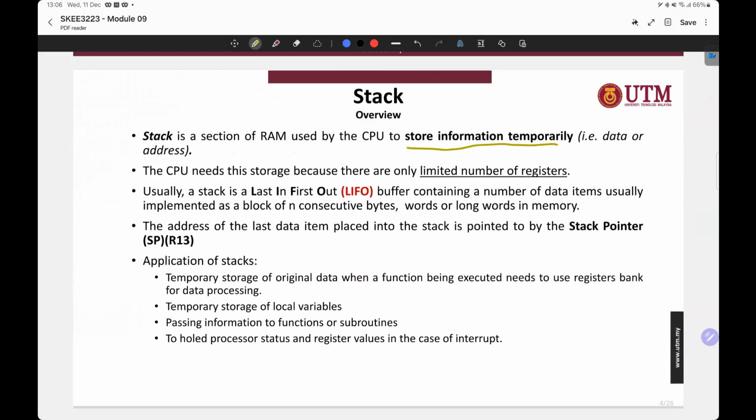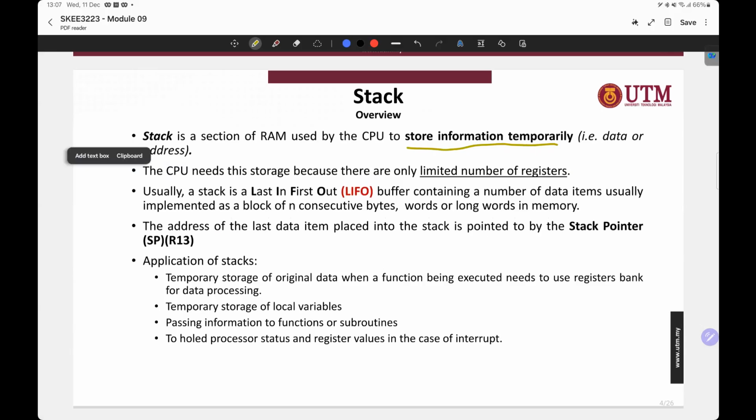Since the ARM processor only has a limited number of registers to store data temporarily, you need to have another storage system, which is a stack. You can use this stack to store any information temporarily. The information can be either data or an address. The CPU needs this because there are only a limited number of registers.